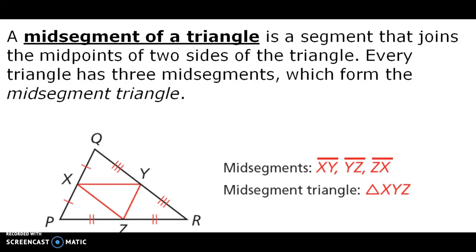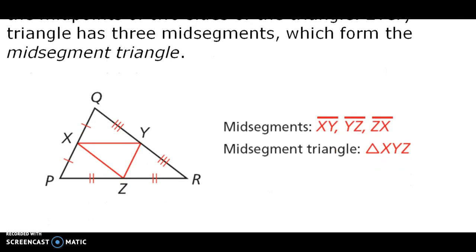All right, a mid-segment of a triangle is a segment that joins the midpoints of two sides. That's it. Super easy. So how many mid-segments are in a triangle? 3. So what do we call point X here?